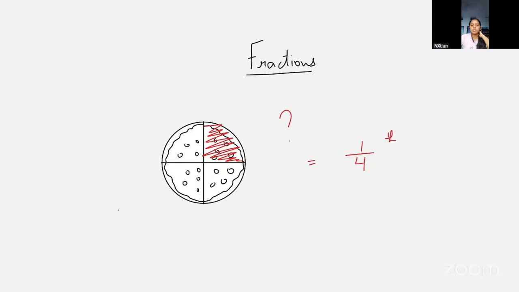Okay. One fourth. What exactly is this one fourth? One fourth means that four means the whole. How many slices were there as a whole, or in total? That comes in the form of the denominator. And how much did Joshua eat? One slice. So one will come on top. One fourth.